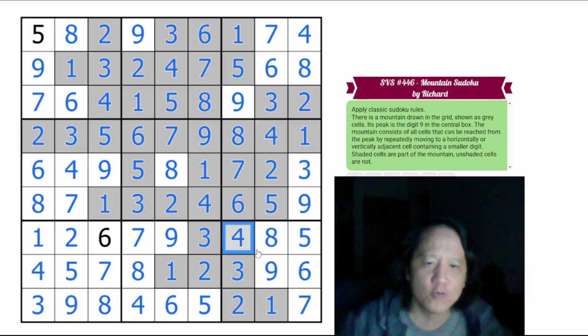8 is greater than 4 and 5. 8 is greater than 1. 6 is greater than 1. 5 is greater than 2 and 2. 9 is greater than 3. And 7 is greater than 1.